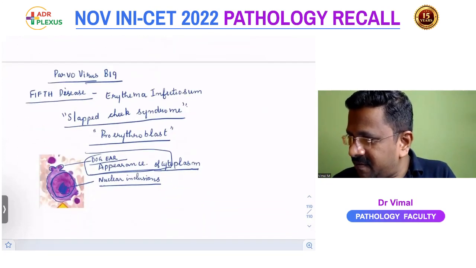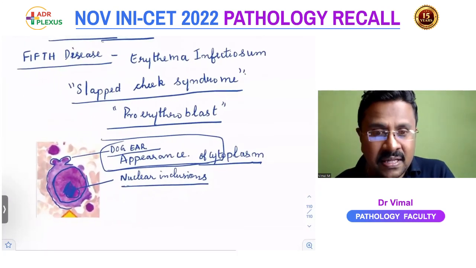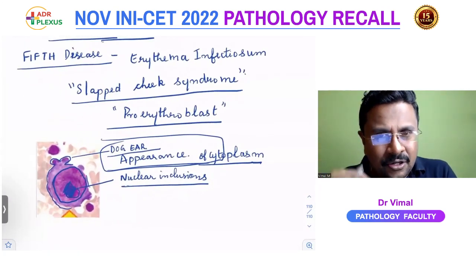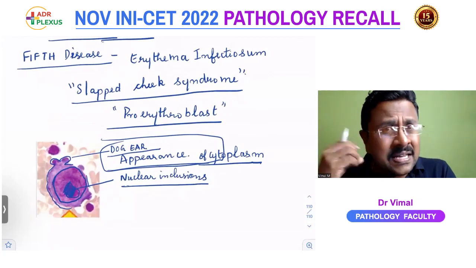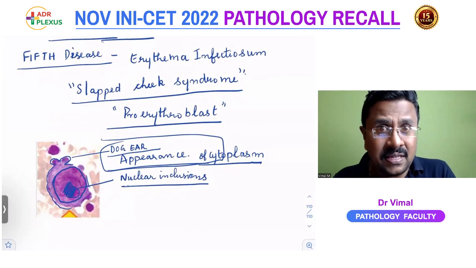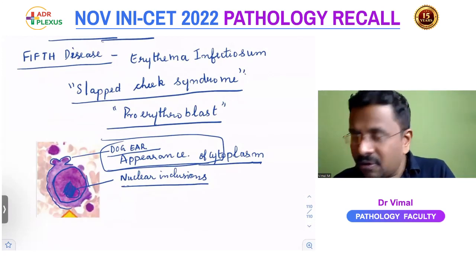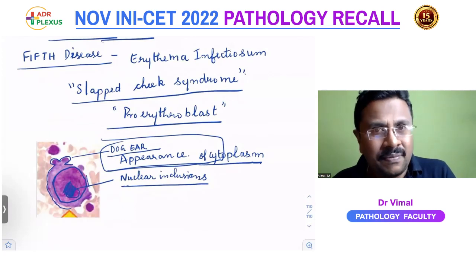Yes. I hope you will be refreshing the parvovirus infection, that is fifth disease or erythema infectiosum, and I hope you will remember the dog-ear appearance of the cytoplasm. The cytoplasmic protrusion: it is the pro-erythroblast stage that is mainly affected in parvovirus infection. This is a dog-ear appearance of the cytoplasmic protrusions. You will be remembering that.